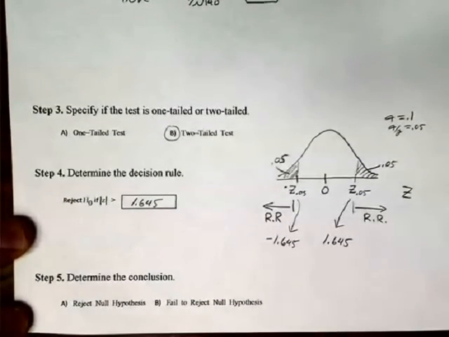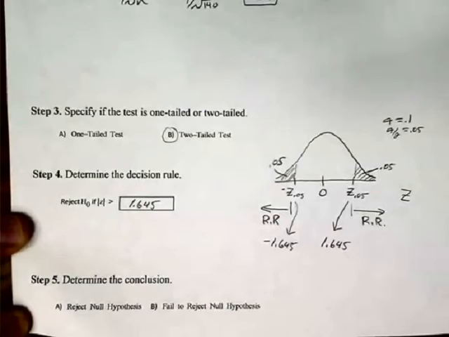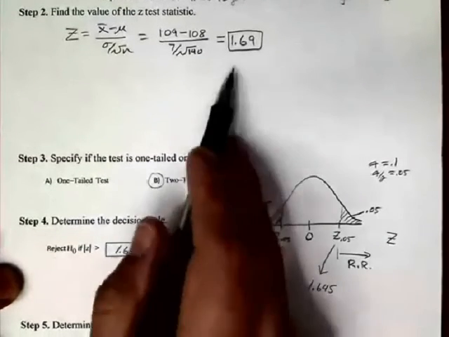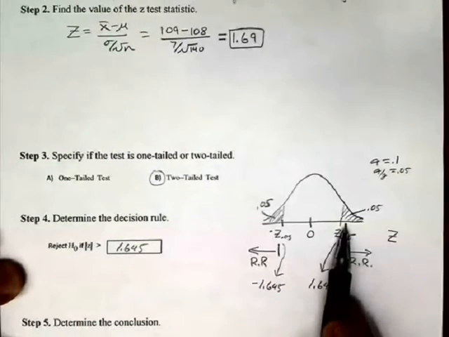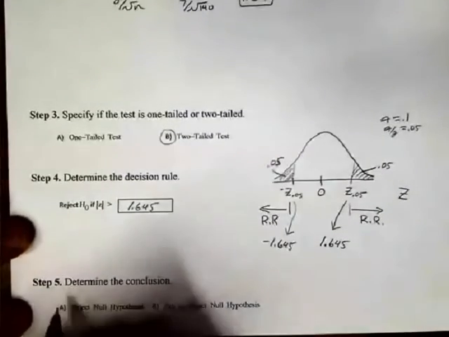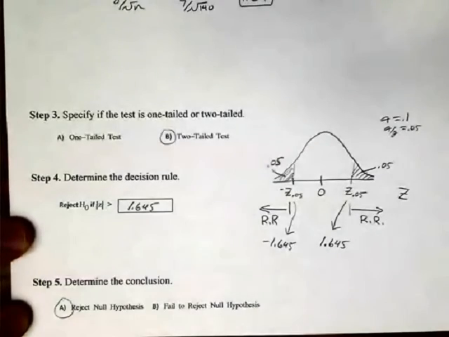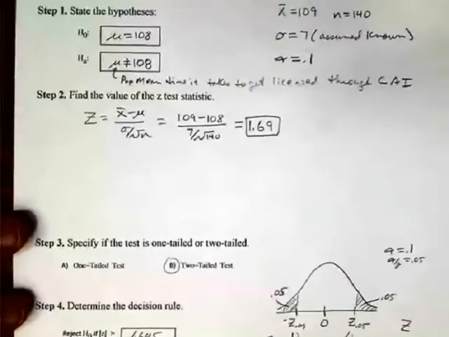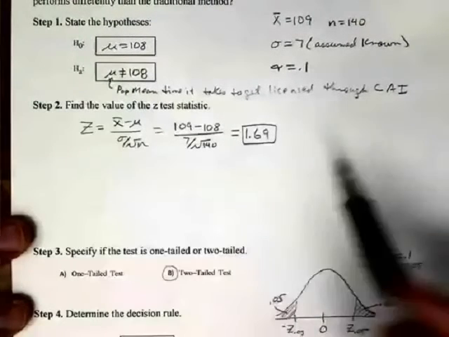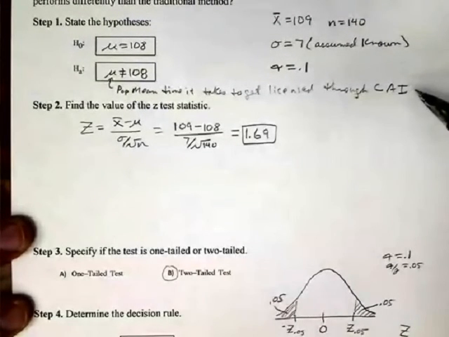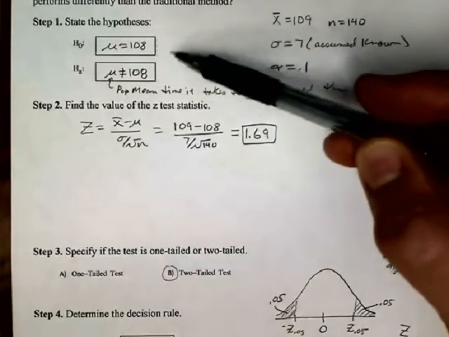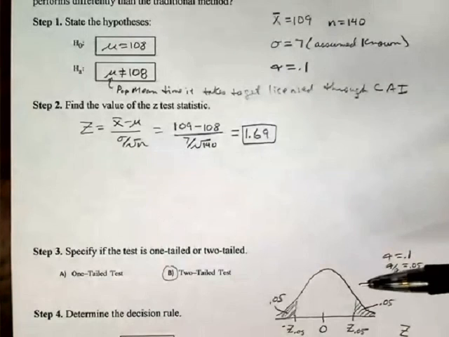So in light of the decision rule and the test statistic, what do we do? Well, the test statistic is 1.69. Our test statistic lies over here somewhere in the rejection region or satisfies this decision rule, so we would reject the null hypothesis. In other words, we would reject the idea that the mean time it takes to get licensed through this computer technique is 108 hours. Rather, we have evidence to suggest that it's different than 108 hours.